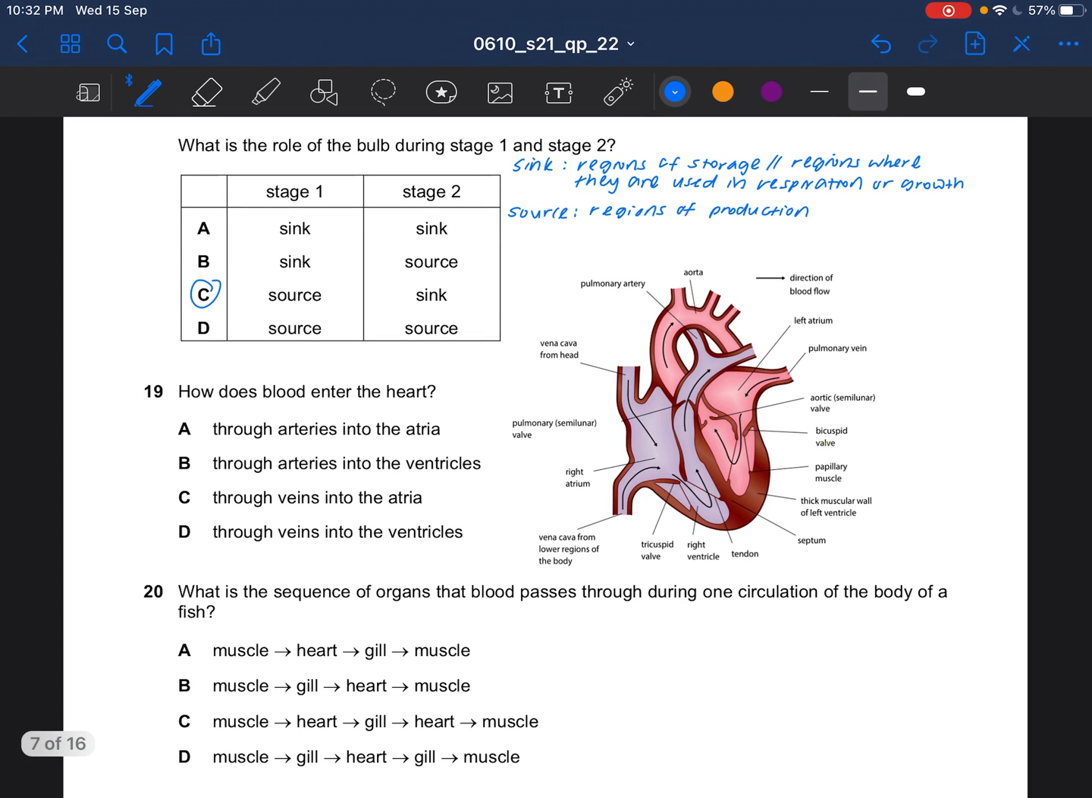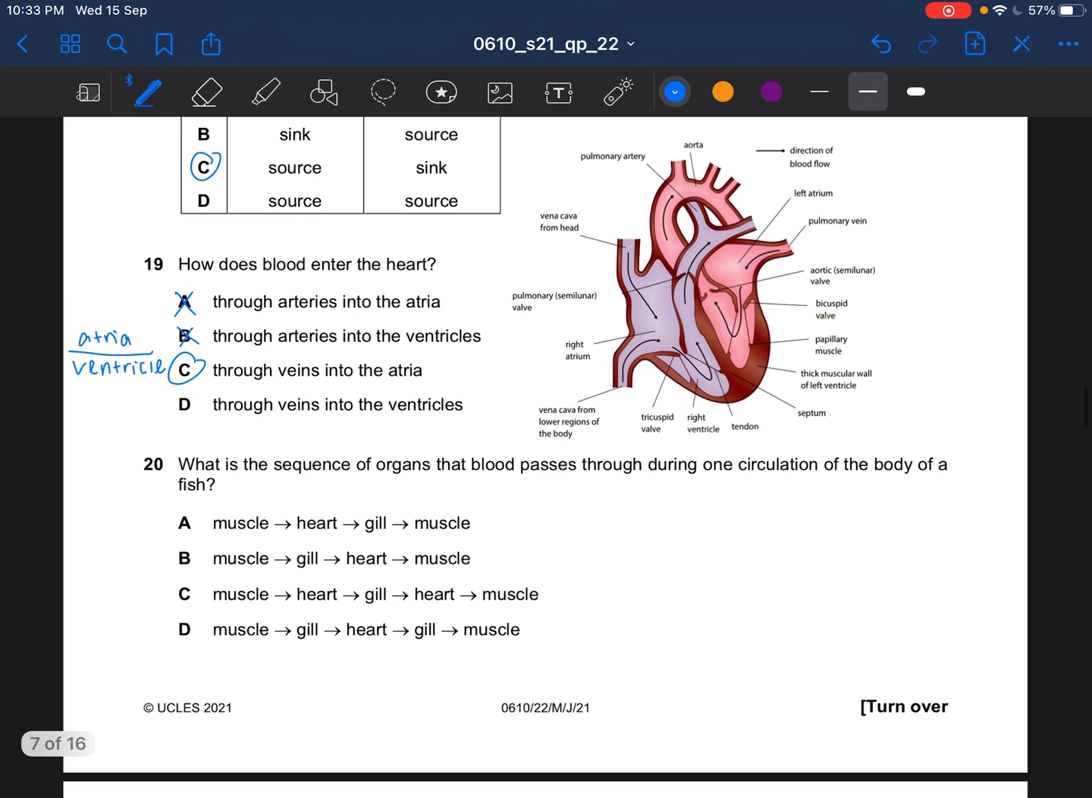Next question, how does blood enter the heart? The blood enters the heart through the vein. Arteries carry blood away from the heart. And through veins into the atria. Atria is the upper portion. Then ventricle is the lower one. You go from the vein into the atria then to the ventricle.